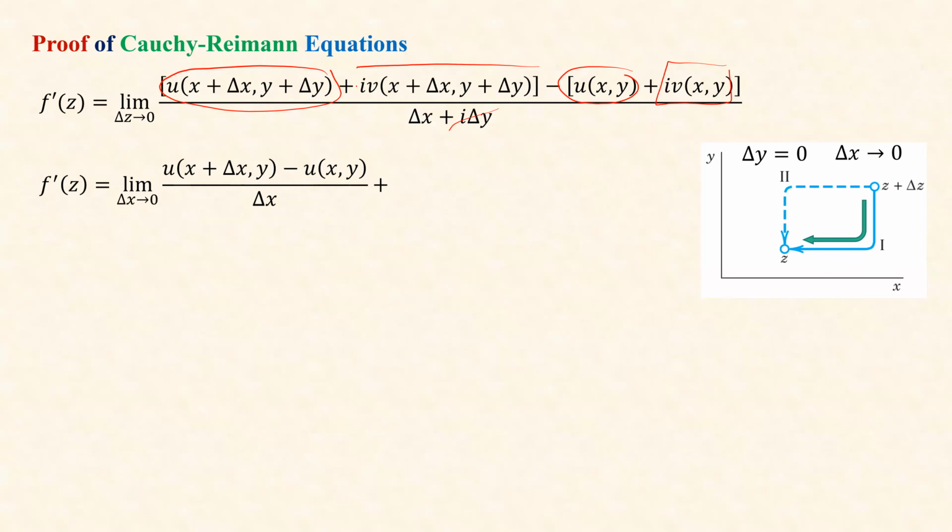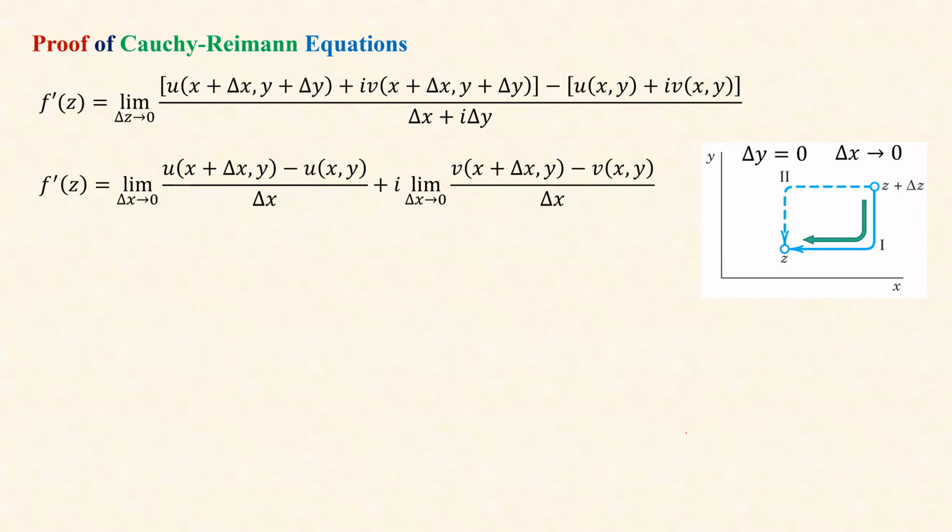Now, if you put together the v terms, i can be factored out. You have v of x plus delta x and y minus v of x and y, divided by delta x. So i can be factored and the limit distributes. It becomes the limit of this and the limit of that, but there's an i here, which is the factor for both. We just factor the i, and since it is a constant, it comes out of the limit.